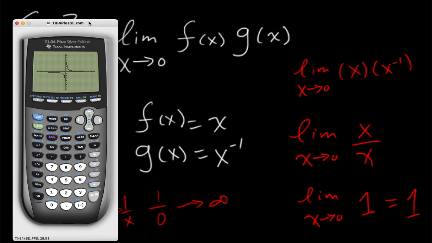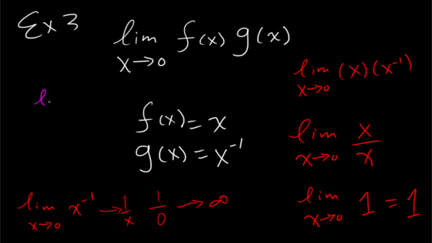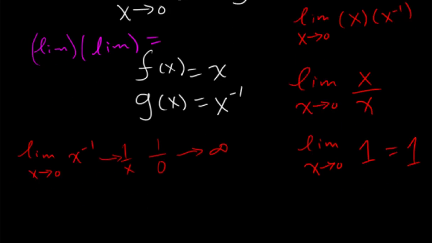Now, we can't apply the product rule or the product law, which is just saying that if we have a limit of something and we times it by a limit of another thing, it's the same as the two limits multiplied together. So let's look at one that does work out. So if we just have f of x equals x and g of x equals 5x.